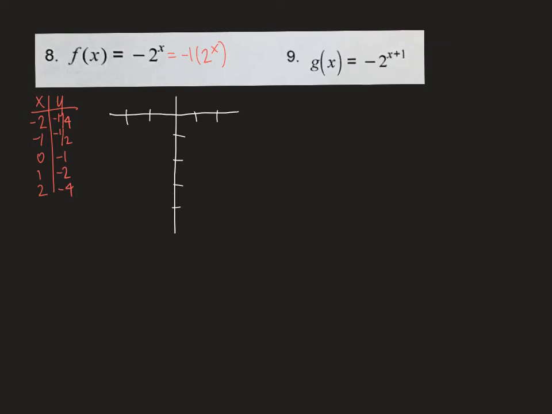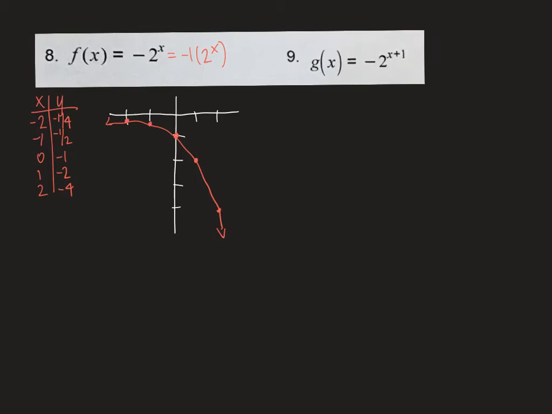Negative 2, negative 1/4, negative 1, 1/2, 0, negative 1, 1, negative 2, 2, negative 4. So when we have that negative in front of our base, it's going to flip that graph over the x-axis. So it's the same shape, just flipped upside down. So if you feel confident, go ahead and try number 9 on your own.